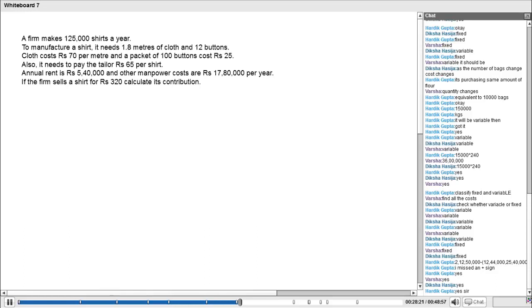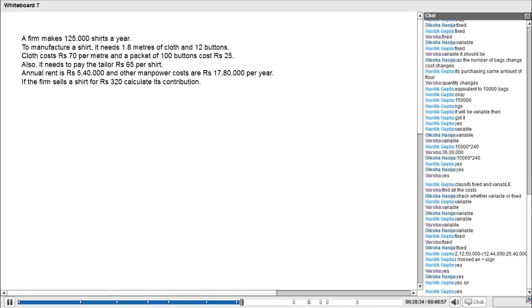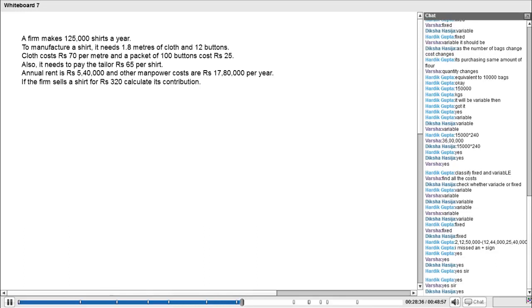So the difference in this case vis-a-vis the exercises we have been doing so far is that a lot of costs have been given on a per shirt basis. Can everybody see that a lot of these costs have been given on a per shirt basis? So to calculate it, we will start with the same principles. We will first classify the costs. So what are the costs here?